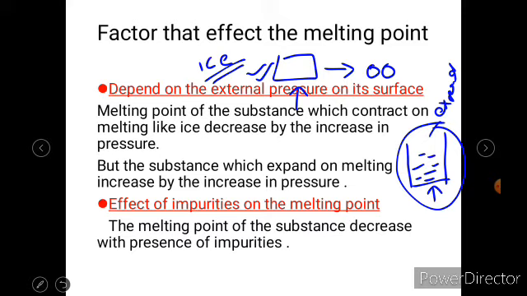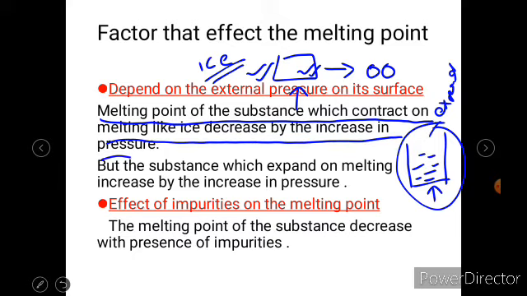So for such kinds of substances that contract, like ice, the melting point decreases with an increase in pressure. That means if you increase the pressure, the melting point will start decreasing. But for the other kind of substance, the melting point will increase if you give more pressure. So we are talking about the pressure here in this case.